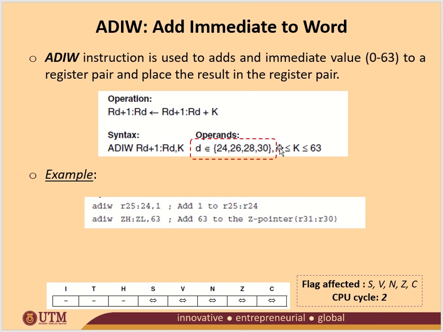What about your K? Since this is ADIW, your K is between 0 and 63 only, it cannot be more than that. So this is the operation: Rd+1:Rd plus K, the immediate value that you're going to add, and then put the result in that Rd+1:Rd.